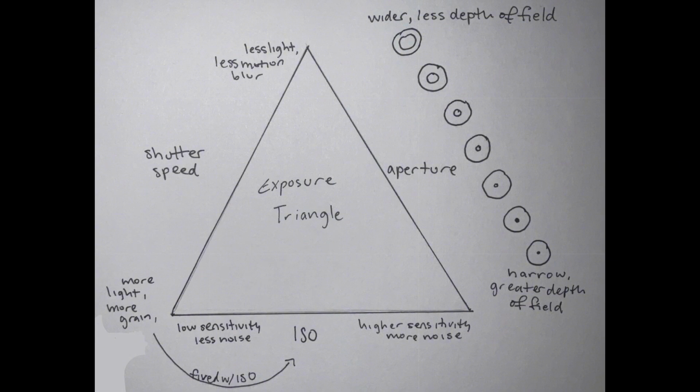A wider opening with the aperture causes a shallower depth of field, while a narrow opening will cause greater depth of field in the image.